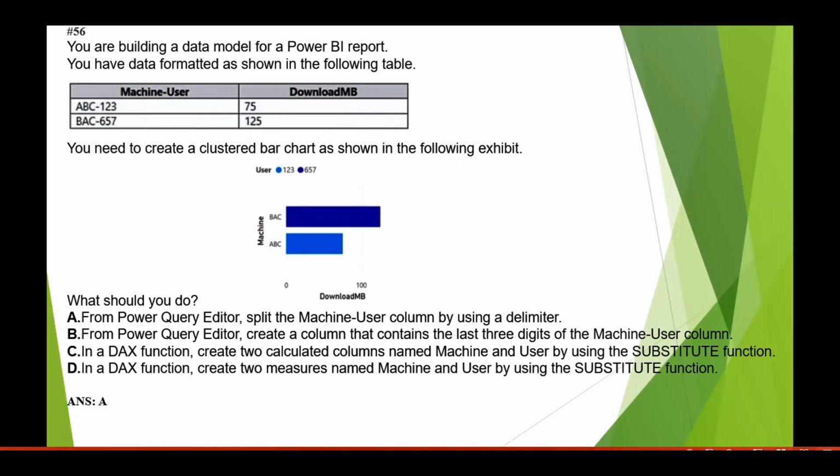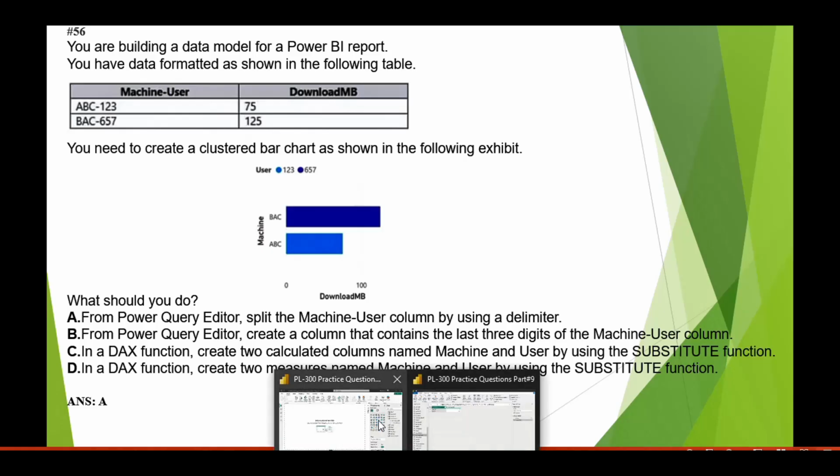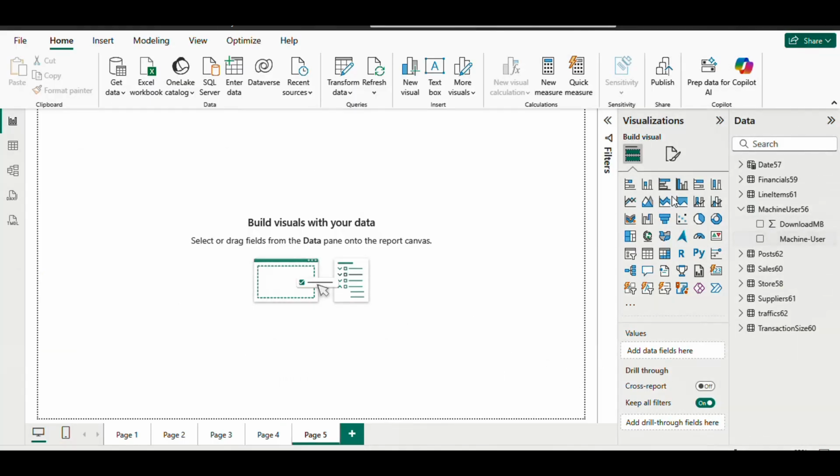Question number 56. Here they have given one table with machine-user column and download MB. From this they have created this visual. The screenshot is provided here. Now let's see this sample data in Power BI.